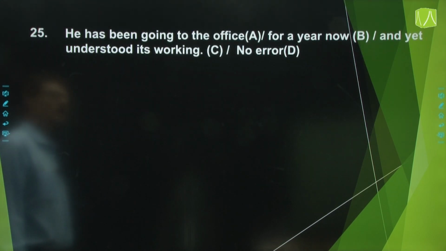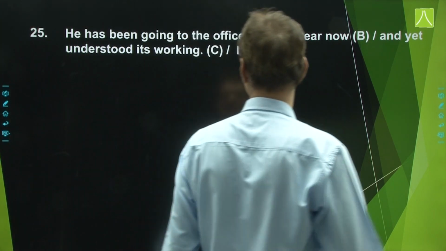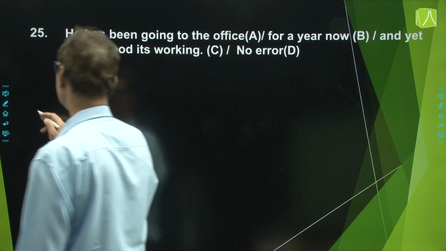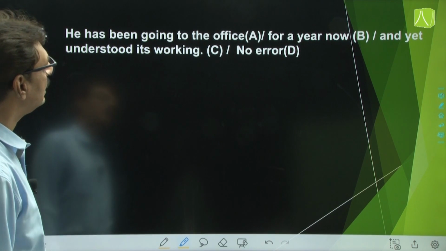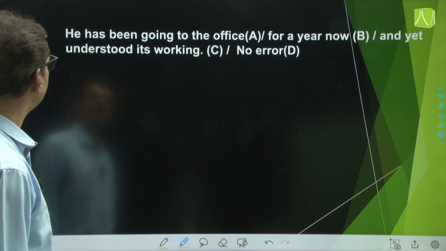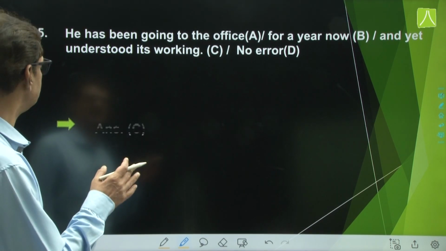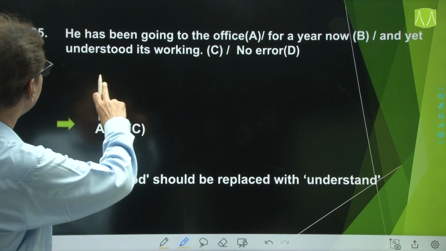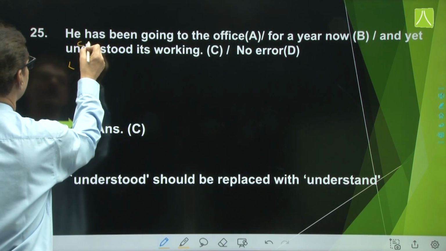He has been going to the office for a year now and yet not understood its working. Yes, the word "not" is missing over here. ये लिख लेंगे. He has been going to the office for a year now and yet there is some error in this statement. कुछ mistake overall sentence के अंदर ही है. C में understood है, should be replaced with "and yet cannot" आना चाहिए. The word cannot is missing. I am sorry for it. This word cannot is missing.